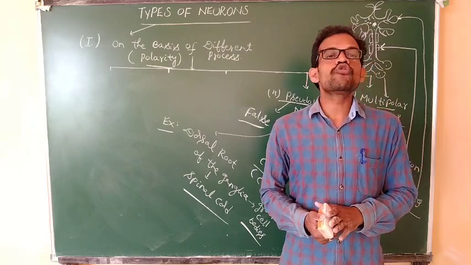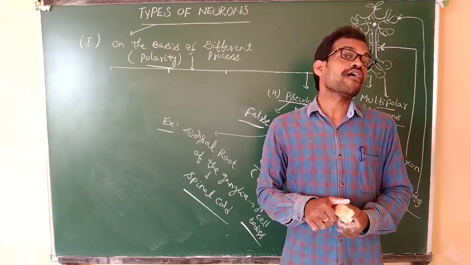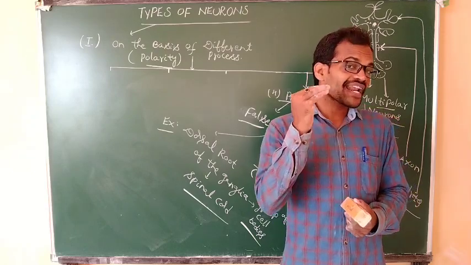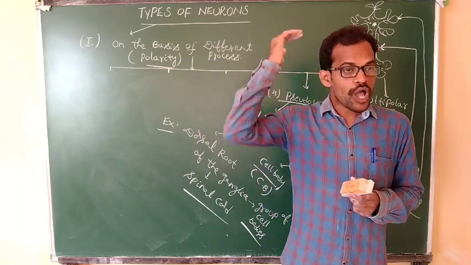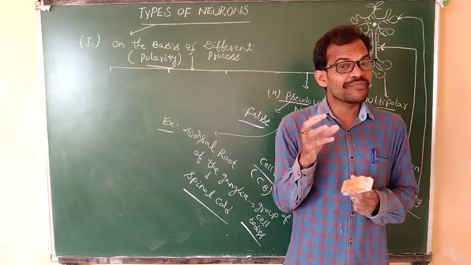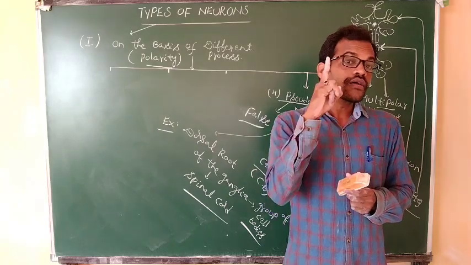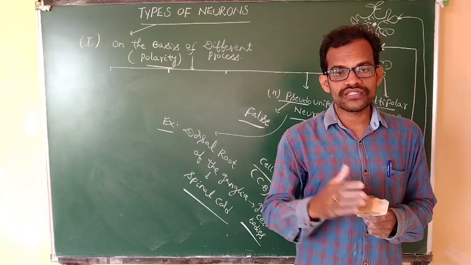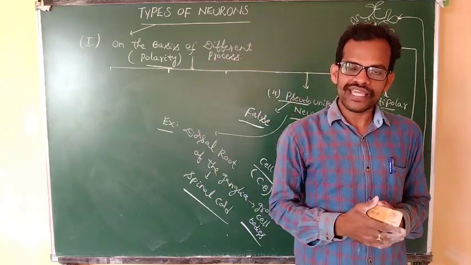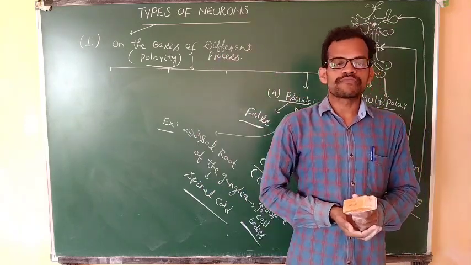And also pseudo unipolar neurons. Pseudo means false polarity. Dendrites and axon are found. This type of neurons is located in the dorsal root ganglia. Ganglia means a group of cell bodies consisting of pseudo unipolar neurons. Example for the pseudo unipolar neurons: dorsal root ganglia of the spinal cord.